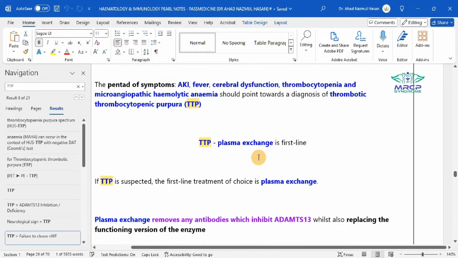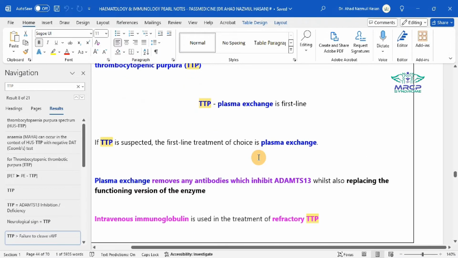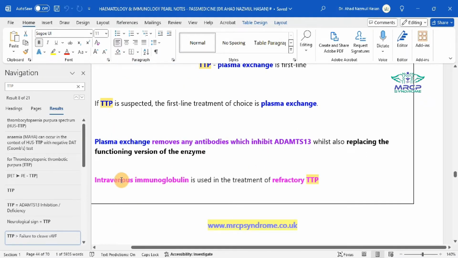Plasma exchange. Yes, this is the plasma exchange. Plasma exchange is the first line choice of treatment, and for the refractory case, you will be going for IV immunoglobulin. Plasma exchange removes any antibodies that inhibit ADAMTS13 whilst also replacing the functioning version of the enzyme. So first line would be plasma exchange, and for refractory cases you will be going for IV immunoglobulin.